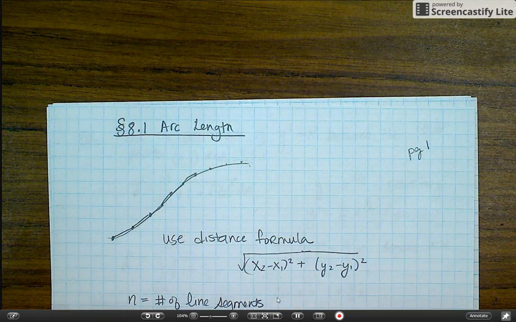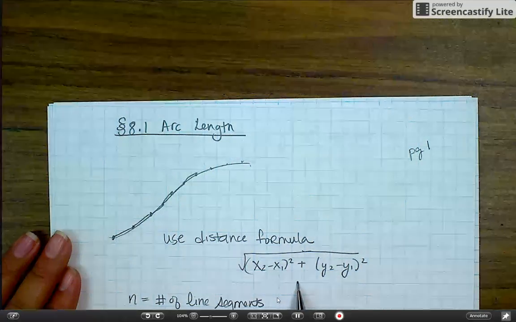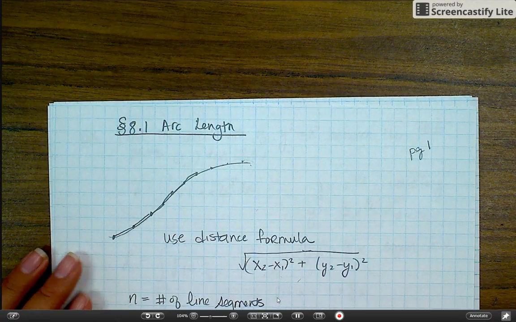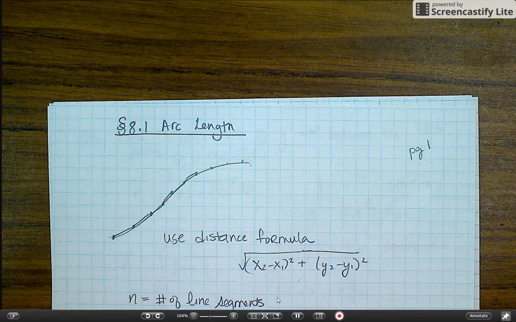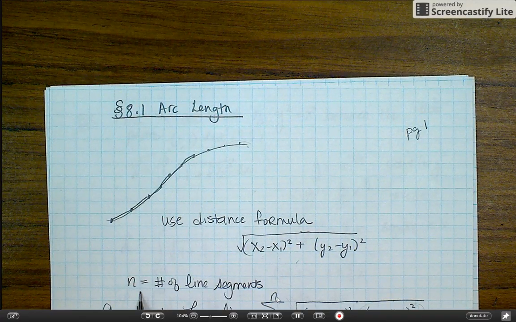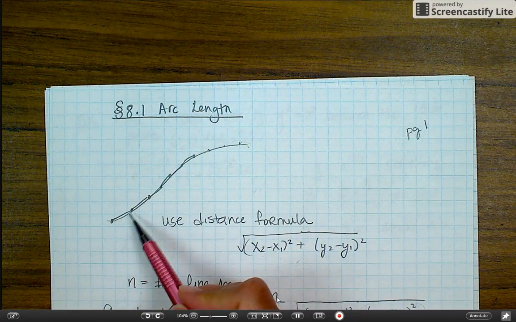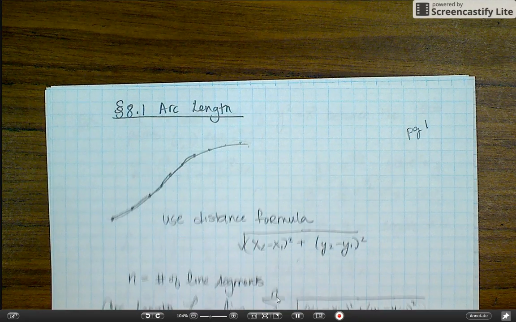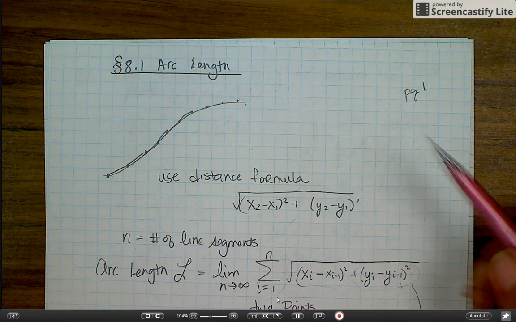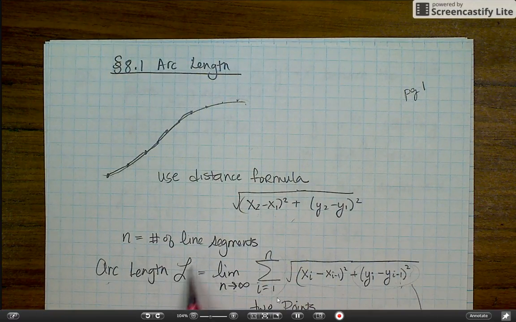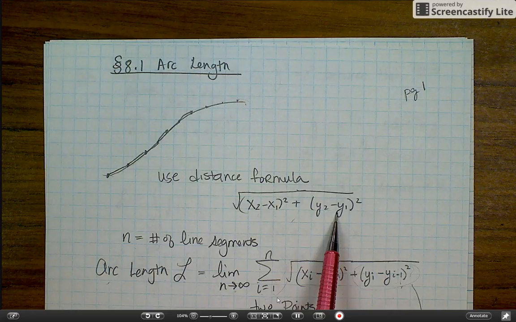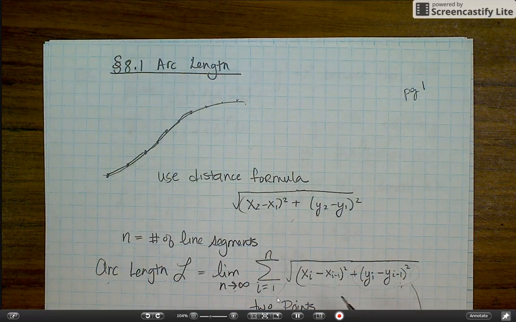And the distance for each one of these line segments, we would use the distance formula. And the idea is to get an infinite number of line segments. So I'm going to say n is the number of line segments, and we want these line segments to be really small, so of course we want them to go off to infinity. So I would say arc length, which I'll denote as capital L, is equal to the limit as n goes to infinity, i equal to 1 to n, the sum of all of these distance formulas between every single one of these points.